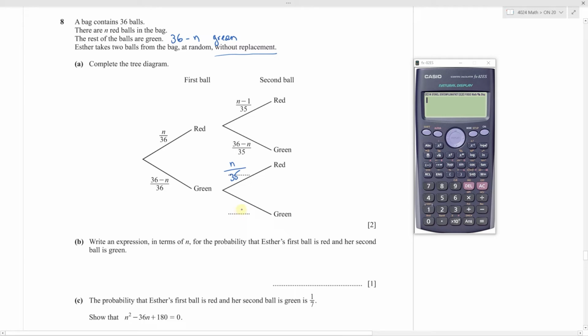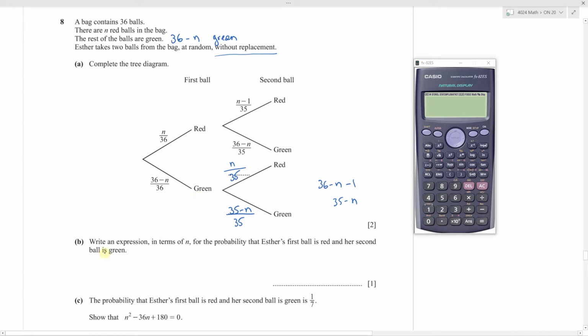Now here you have to calculate the probability the second is green as well. So again, how many green are left if the first one that was picked was green? Initially you had 36 minus n, and then if you pick one green, how many are left? You subtract one, so you're left with 35 minus n green balls. So you have 35 minus n divided by how many in total? 35 remaining. So this will be the probability that the second ball is green if the first one was green as well.